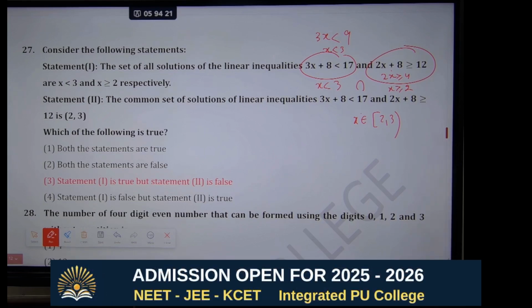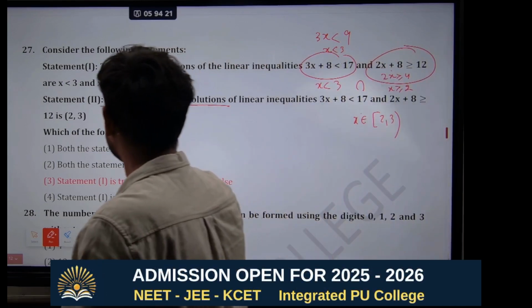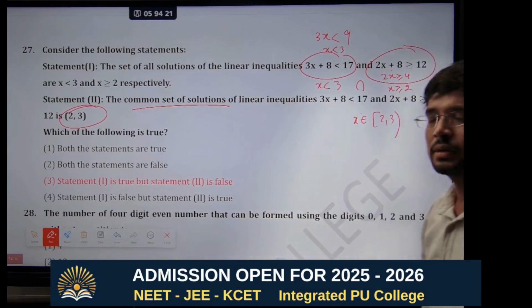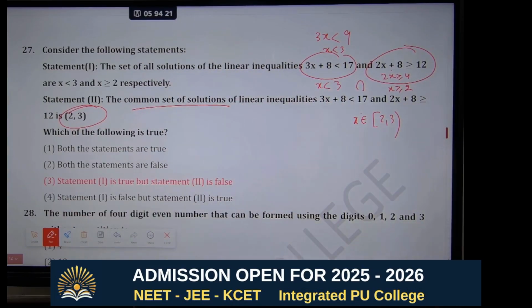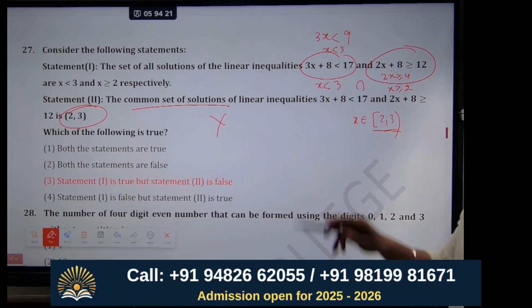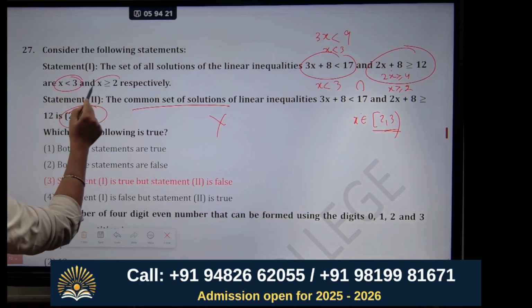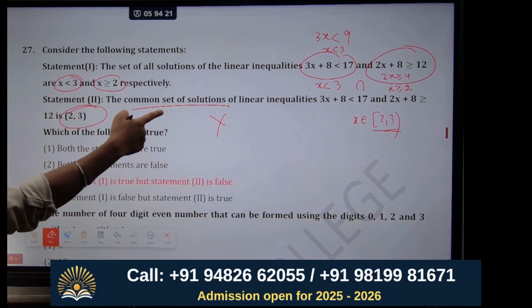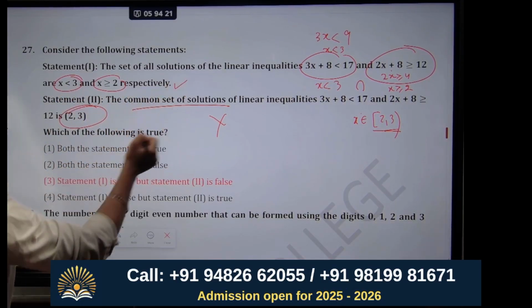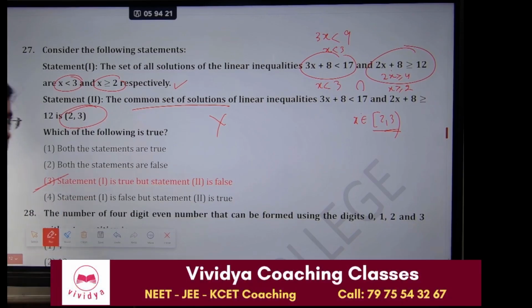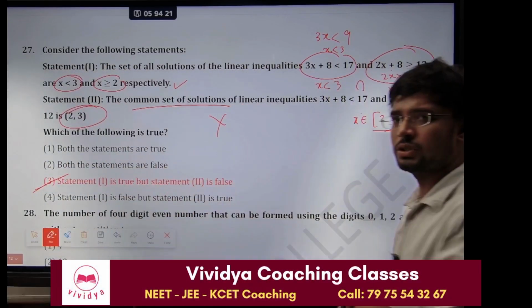But here they have given the combined answer as an open bracket 2 to 3. Yes or no? And here it is a close bracket. So statement 2 is wrong. But here, their separate answers, less than and this, are true. So statement number 1 is true. This is false. So option number 3. Simple question. Okay.